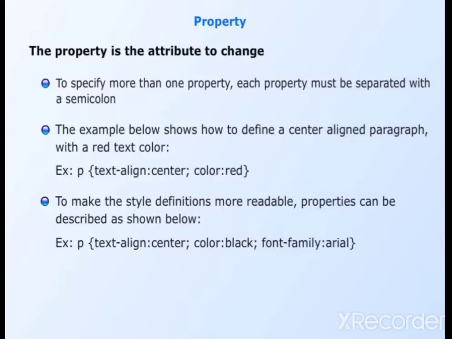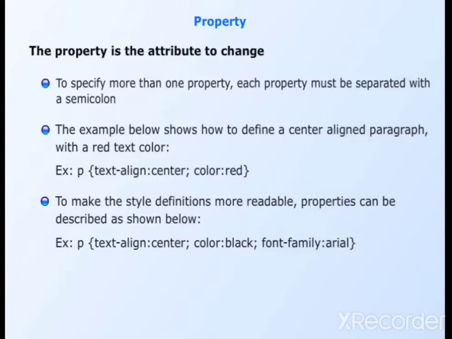Here there are two properties, text align and color, and two values, center and red. Center value is assigned to text align and red value is assigned to color property. These two properties are separated by using a semicolon here in this example. If there is any third property, that also is separated with a semicolon. Here the colon operator is used for assignment and the semicolon is used for separating the properties.